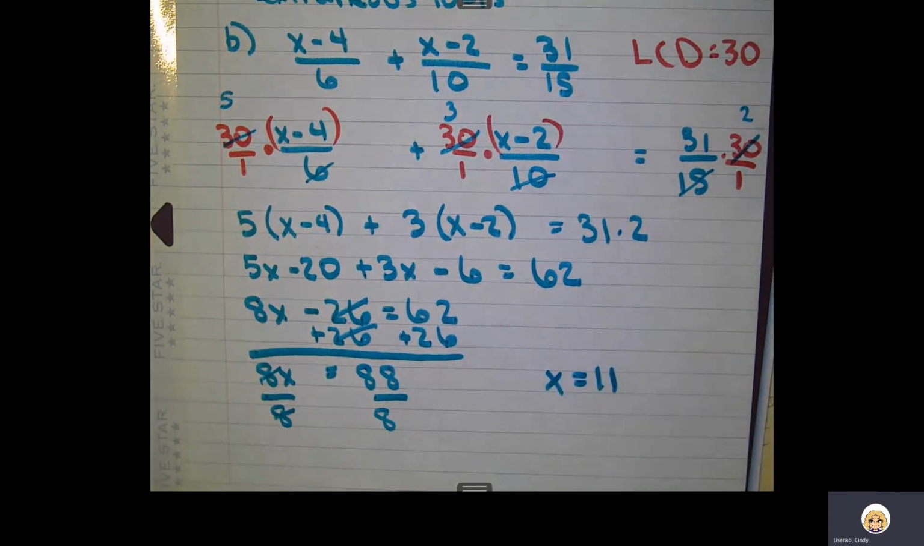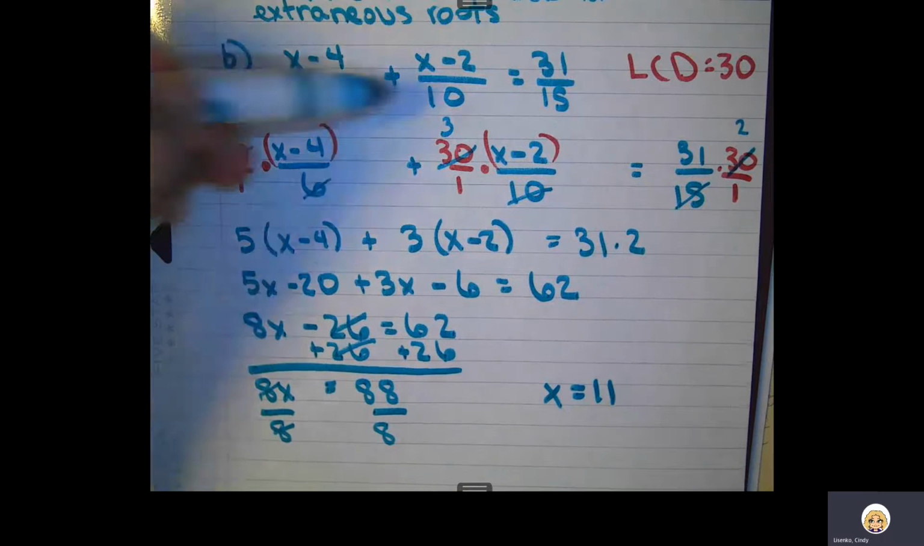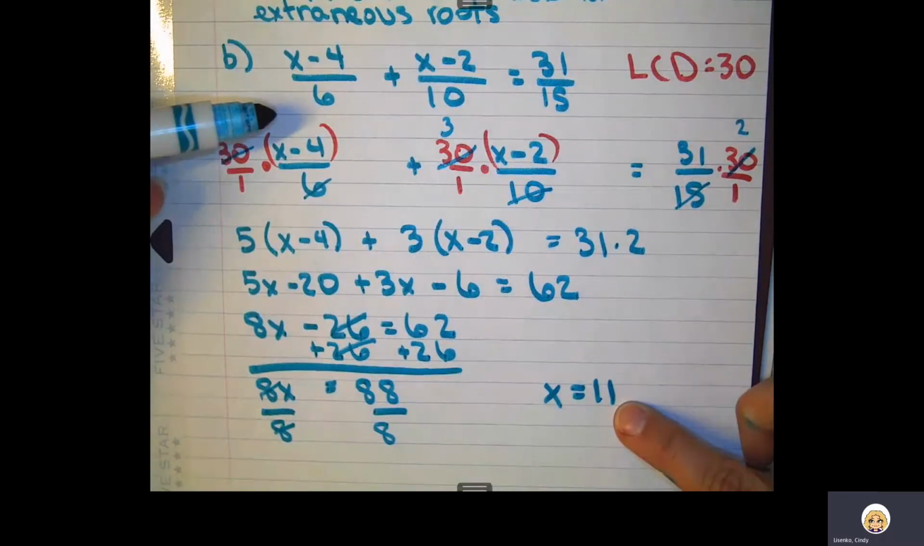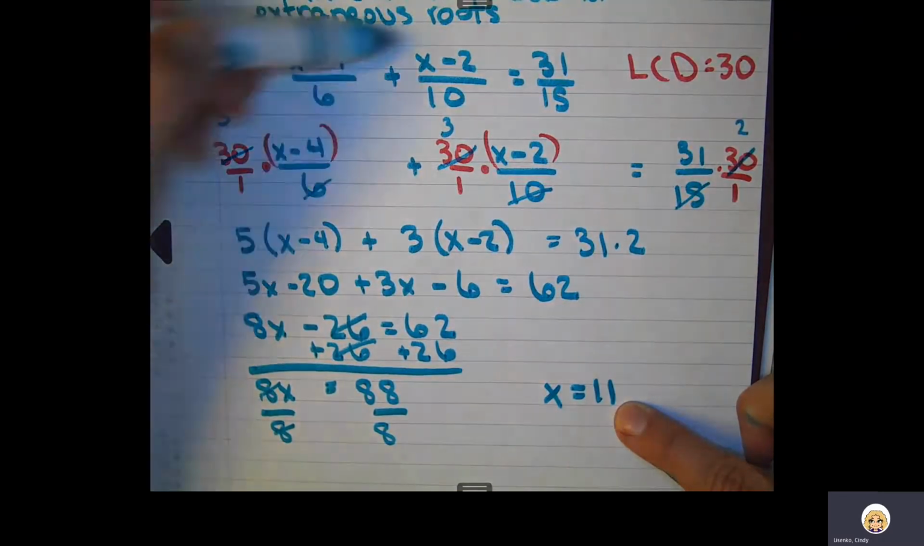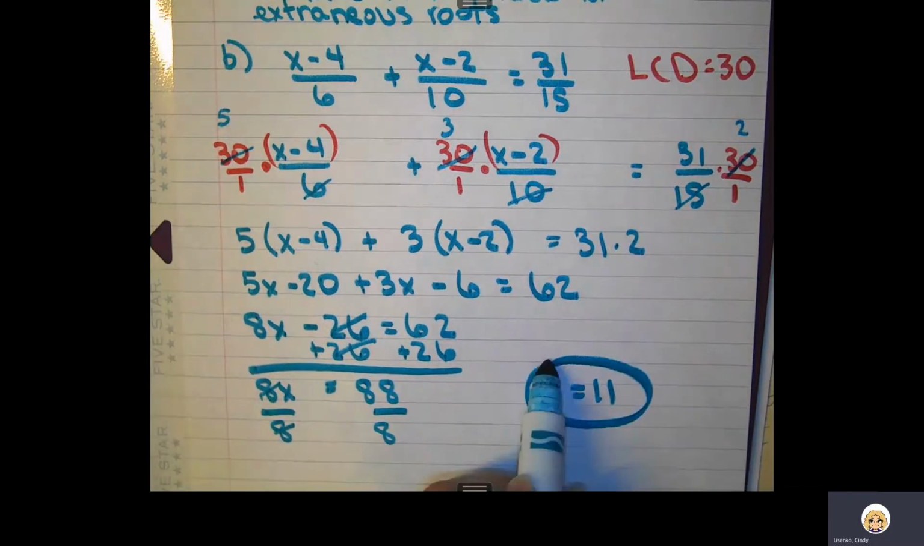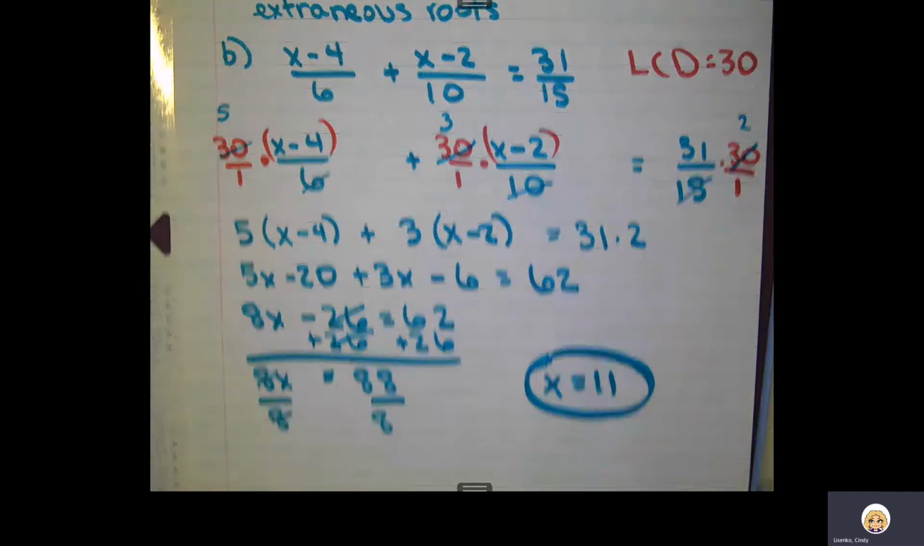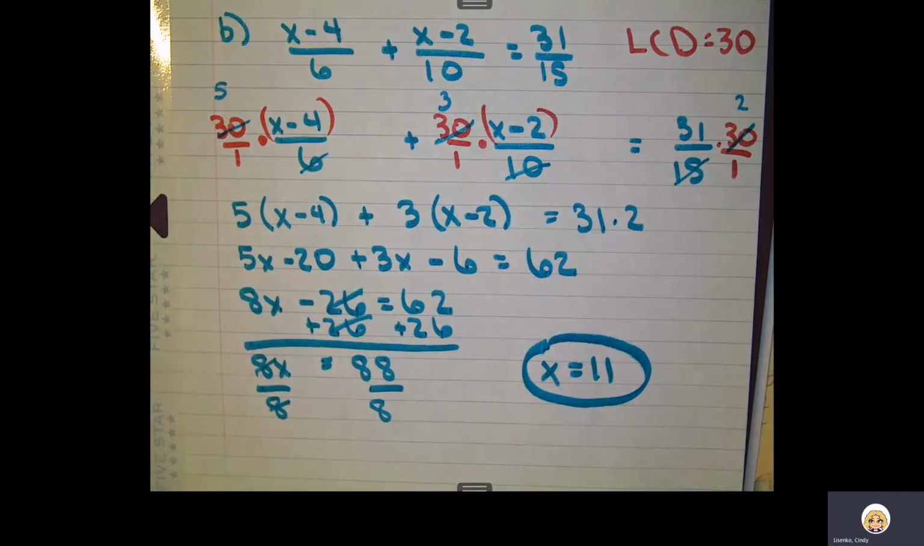Before I circle, I'm going to look at my original example. I don't have any variables on the bottom, so if I was to plug in the 11 for x, it would only change the top, which I don't care about. So this answer is okay. So I'm going to go ahead and circle that. One more example. So example C.